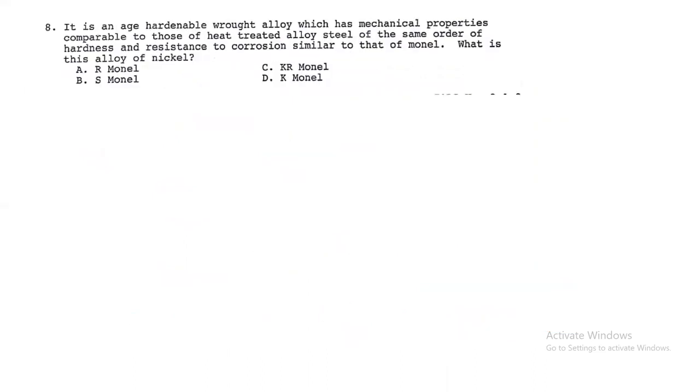So, next, 8. It is an age-hardenable wrought alloy which has mechanical properties comparable to those of heat-treated alloy steel of the same order of hardness and resistance to corrosion similar to that of Monel. What is this alloy of nickel? So, ang sagot dito sa 8 is K Monel. Letter D.